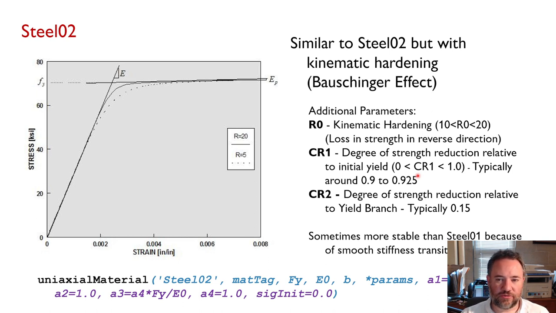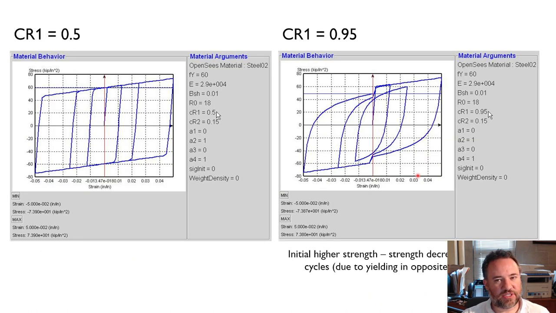So that's steel O2. This model is good for modeling steel, but it's also good for modeling, for example, an entire buckling restrained brace. I can model that in steel O2, or it's good for simple modeling of a plastic hinge in a beam or something like that. Steel O2 would be good to come up with a moment rotation history for that. So here are some other examples of changing these parameters. CR1 versus 0.5 versus 0.95. You see the return branch changes a lot.